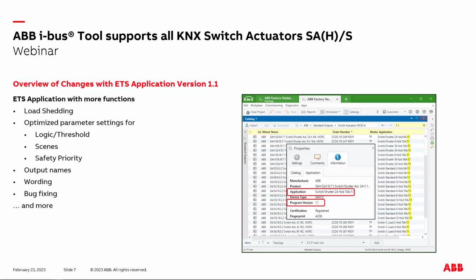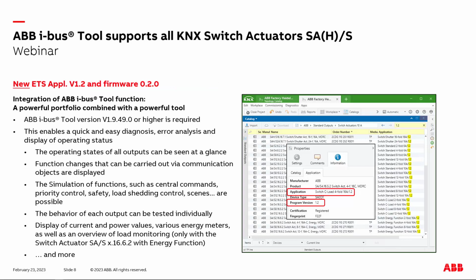We optimized some things here, some topics like load shedding and logic. We optimized the user interface, let's say. We added output names for the numerous channels you might have. So nothing special, but it was a further update to version 1.1. Now we have the situation that for the integration of the switch actuators into the ABB iBus tool we need not only a further application, version 1.2, but also a new firmware. Also here, we will show you later how to do this.